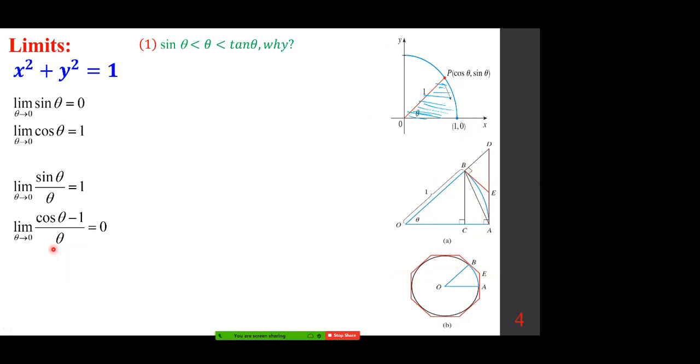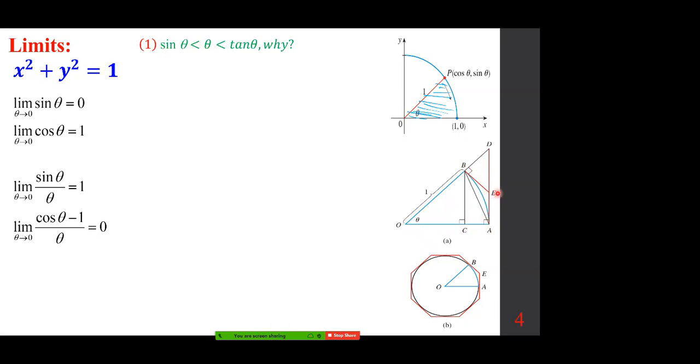So if you drop a perpendicular here, BC, I hope you realize sine theta is BC, the opposite, over the hypotenuse OB, which is 1. So sine theta becomes BC. What about theta? Theta is the arc. As you can see, the arc is larger than AB, and AB is the hypotenuse of this triangle. So AB has a larger length than BC, and arc AB is larger than both of them. Therefore, sine theta is less than theta.